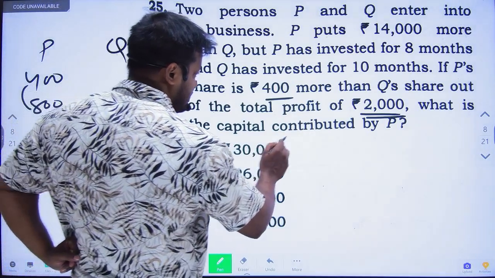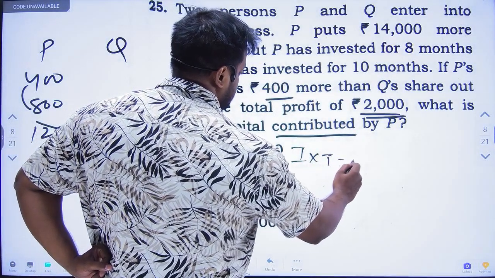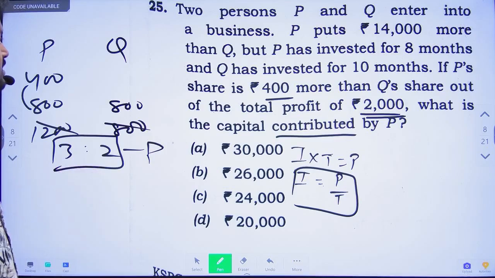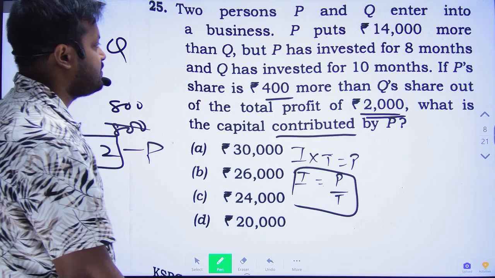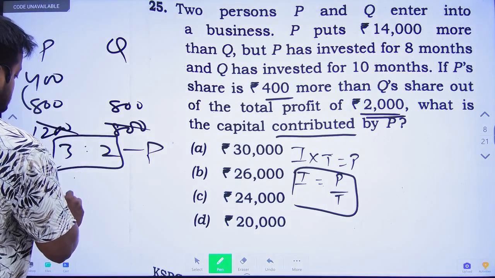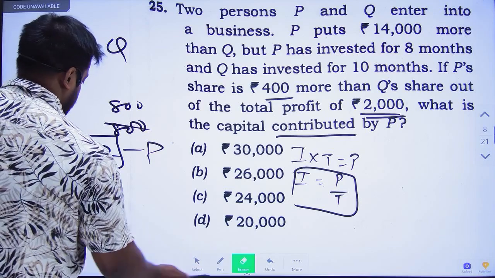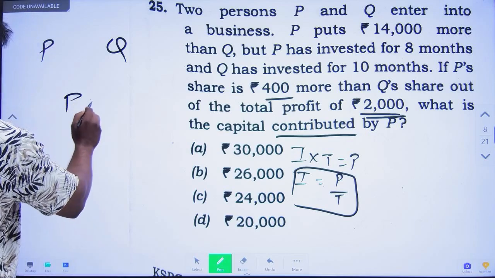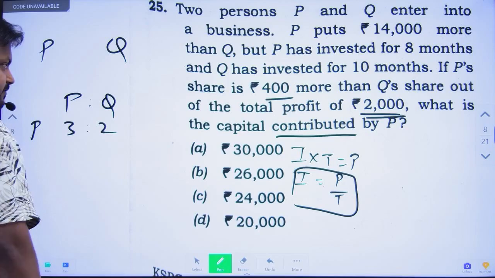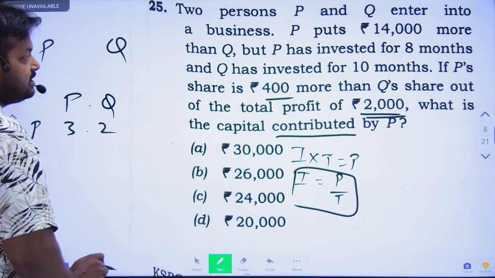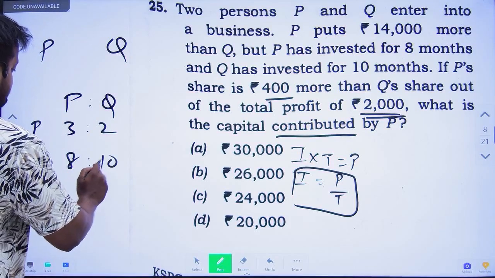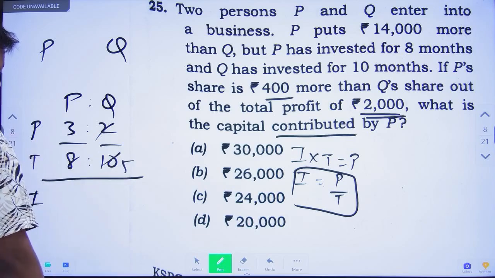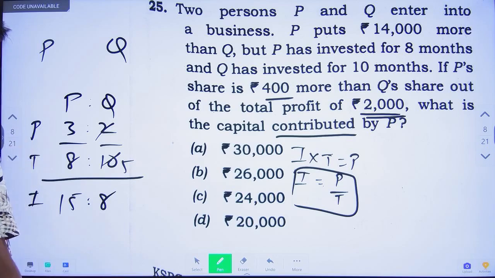What is the capital contributed? Capital means investment. We know investment into time period equals profit, so investment equals profit by time period. The profit ratio P to Q is 3:2, and the time period is P 8 months, Q 10 months. So this is 8 and this is 10. The ratio of investment is 15:8.